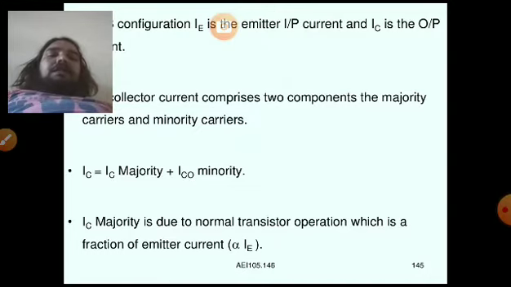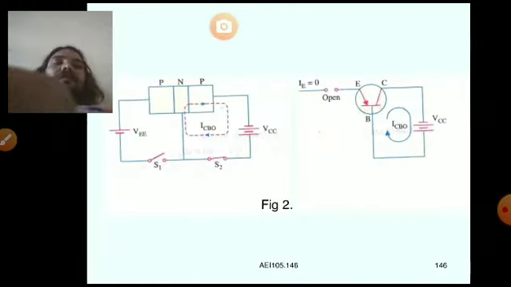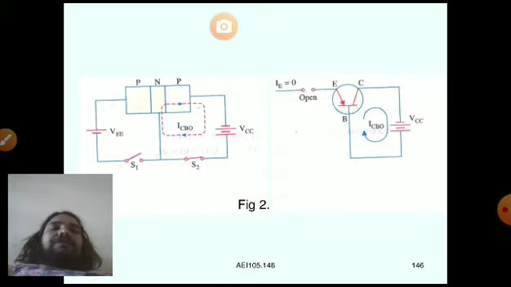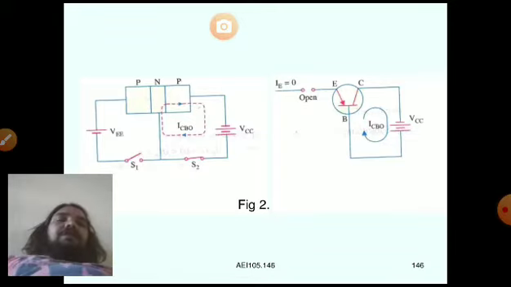IC majority is due to normal transistor operation, which is a function of the emitter current, that is alpha IE. Here is the PNP transistor. P is the emitter, N is the base and P is the collector, where V is the input voltage and VCC is the output voltage, and S1 and S2 are the switches in the figure.